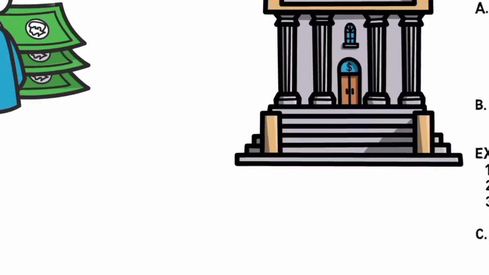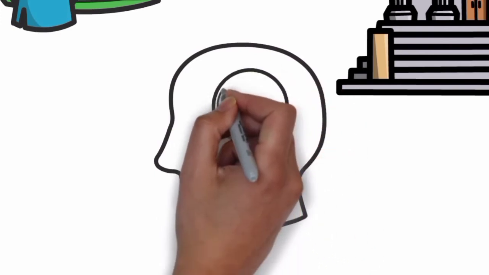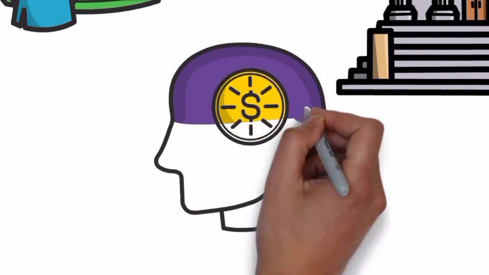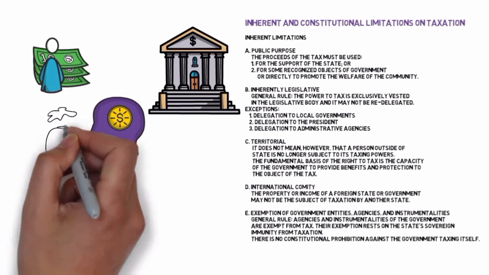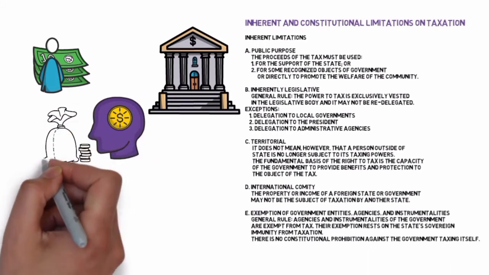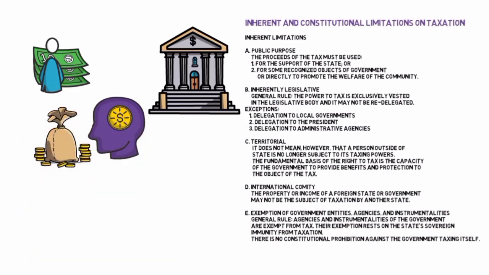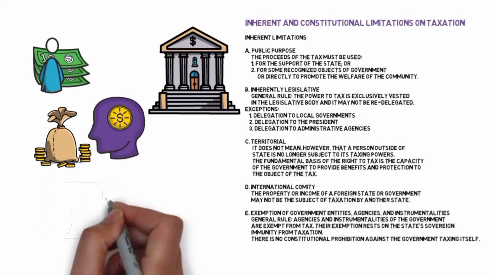Exceptions. 1. Delegation to local governments. 2. Delegation to the President. 3. Delegation to administrative agencies. C. Territorial. It does not mean, however, that a person outside of the state is no longer subject to its taxing powers. The fundamental basis of the right to tax is the capacity of the government to provide benefits and protection to the object of the tax.